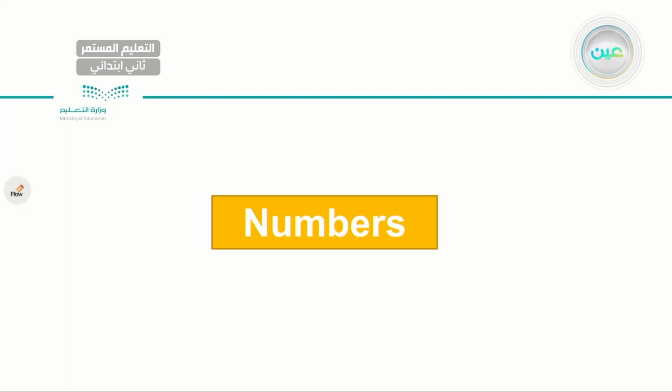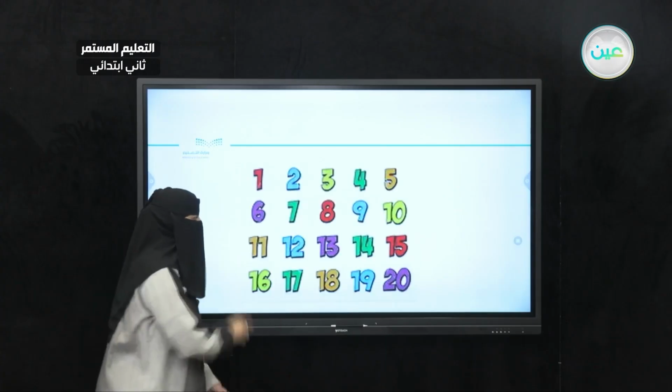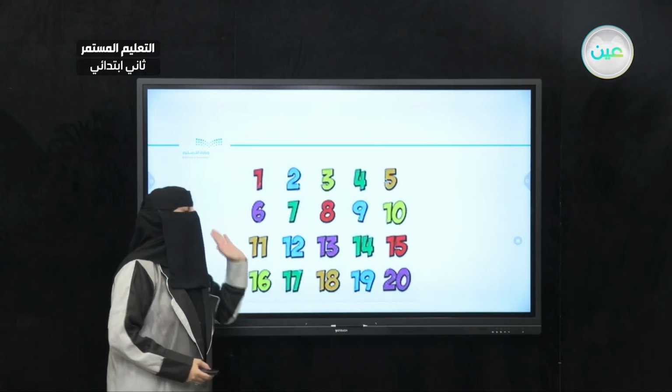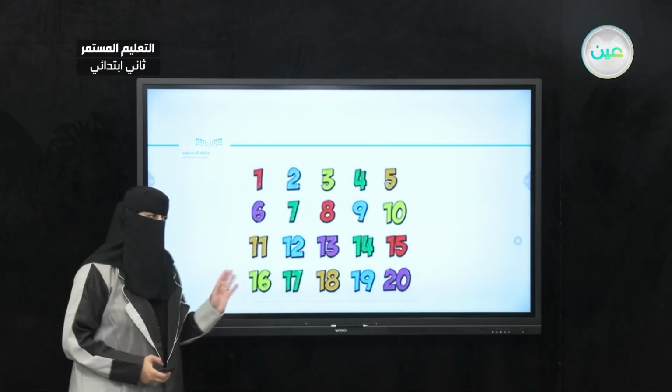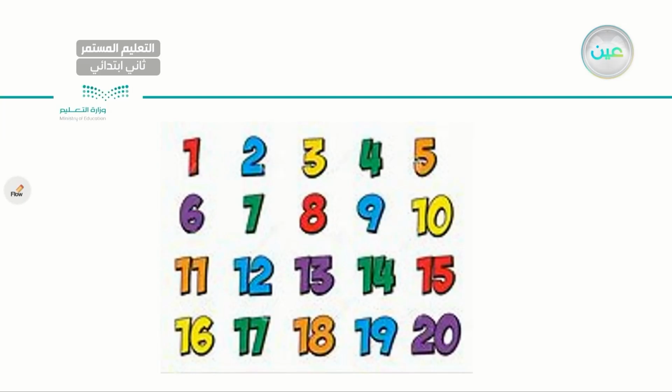For this one, I will introduce numbers. What do we mean by numbers? We try to cover them. These are the numbers from number 1 till number 20, right? Okay, let's read the numbers first, and then I will add more numbers to you. 1, 2, 3, 4, 5, 6, 7, 8, 9, 10, 11, 12, 13, 14, 15, 16, 17, 18, 19, and 20. Very good, my dear student.